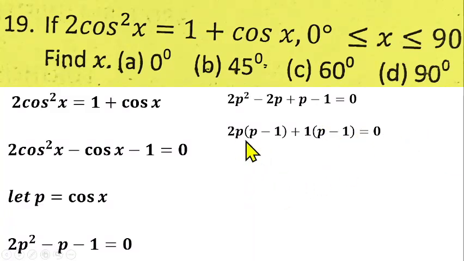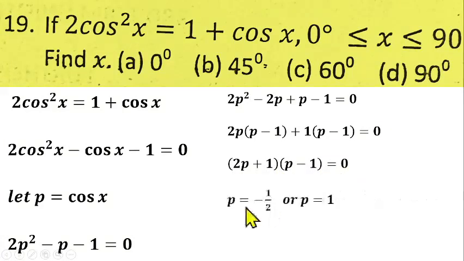So we know that the 2 brackets are meant to be equal. So you pick 2p plus 1 and then pick one of the brackets. You have 2p plus 1 into p minus 1 is equal to 0. So from there you can find the value of your p. Each of them will be equal to 0. Then find your p from there, which I believe you know how to do. So p will be minus half, or p will be equal to 1. Don't forget, this is not what you have to find. You have to find the value of x, not p.